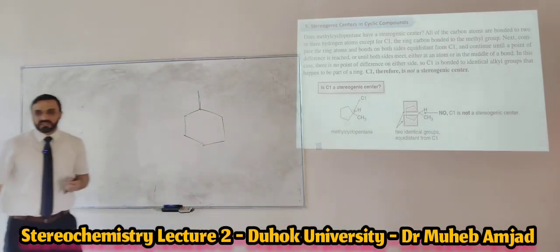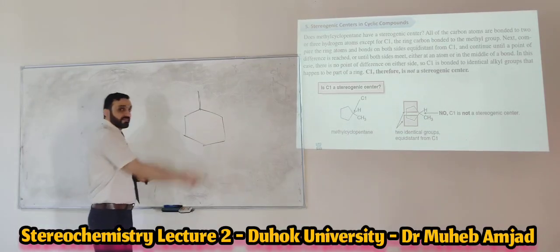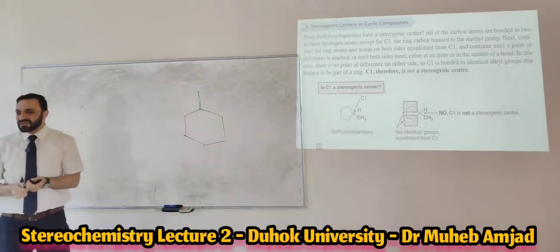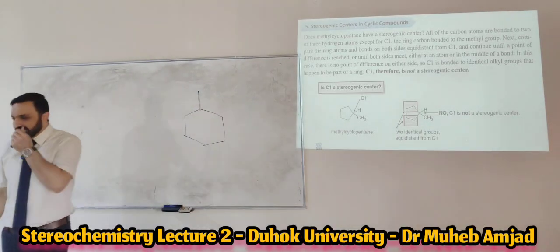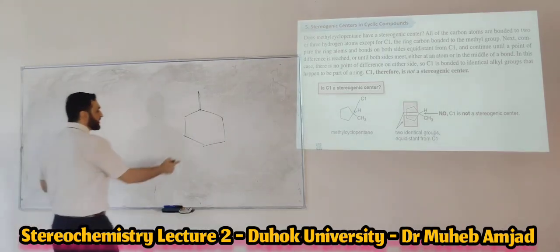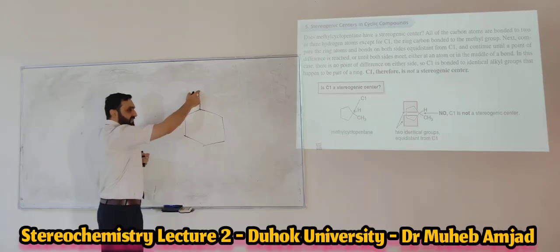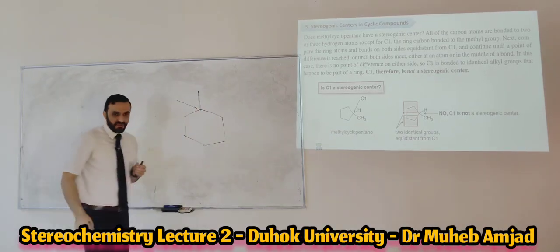Now, what is the name of this compound? This is cyclohexane. And what do we have here? Methyl, CH3. Is this a stereogenic center? We have CH2, CH2, CH2, CH2, CH2, CH3, and CH. This is the one we have to test now.